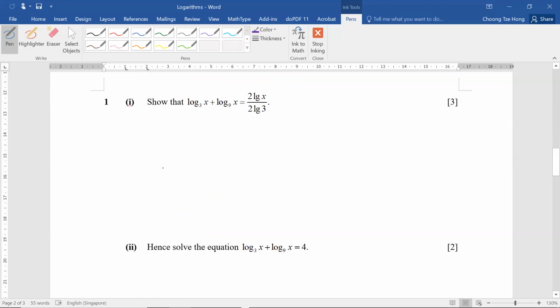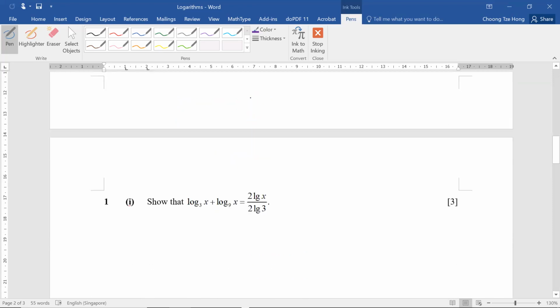Okay, let's apply what we have just recapped to two O-level questions. The first one is from the 2018 paper, paper 1, question 6. This is a show question. We are asked to show log base 3 of x plus log base 9 of x equals 2 log x over 2 log 3. At this point, I would just like to go back and recap two things.